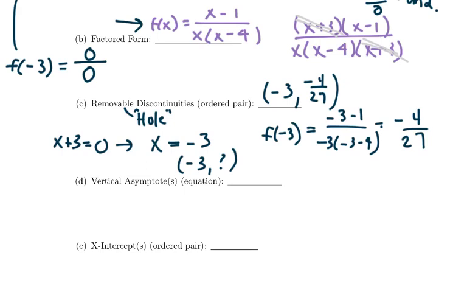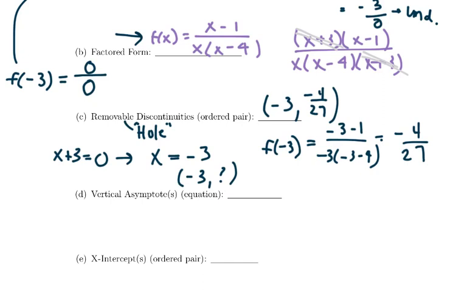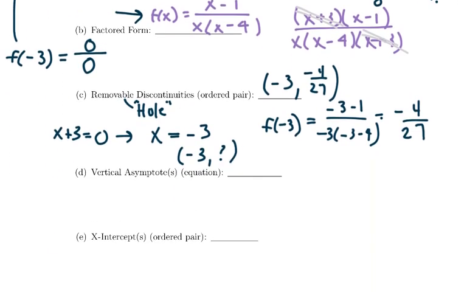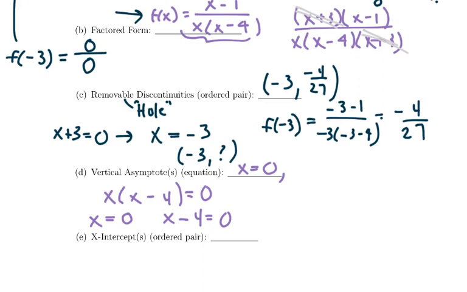Okay? Vertical asymptotes we find the same way as we always do. We set the denominator equal to 0, but once you reach this step, you don't pass it, you don't go back to the old form. You start by setting this denominator equal to 0. So x times x minus 4 equals 0. x equals 0, x minus 4 equals 0. Well, that's going to give us the vertical asymptotes x equals 0 and x equals 4. And again, we always write them as an equation because they are a line in our graph. Okay?